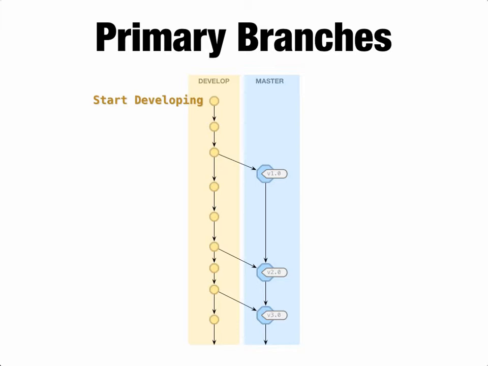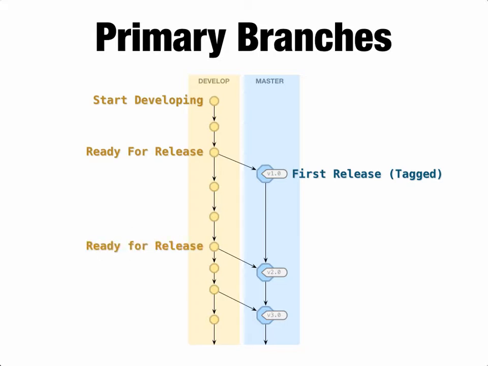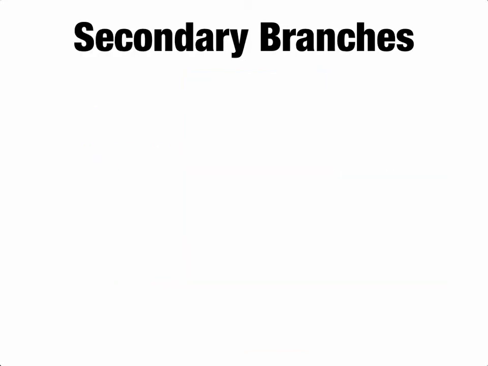So here is a very, very simple interaction between these two branches. So you start developing, and then when you're ready for a release, you go ahead and cut that release by merging it into master and tagging it, and you just rinse and repeat. For each version that you want to release, you merge it into master and tag it. Fairly straightforward.